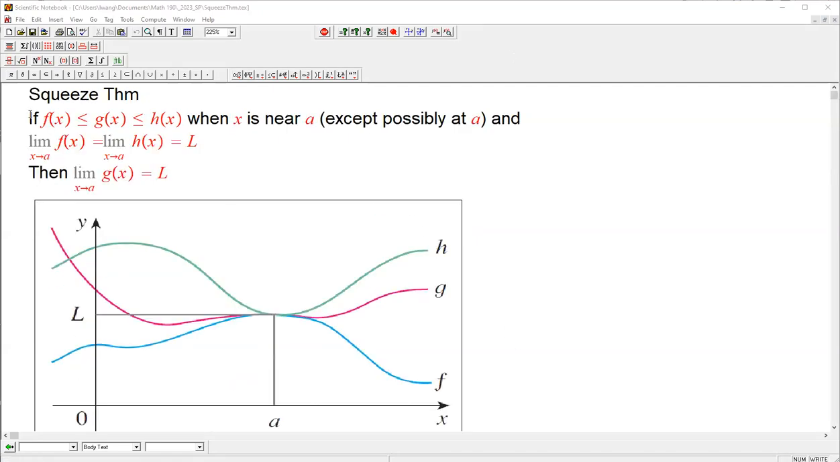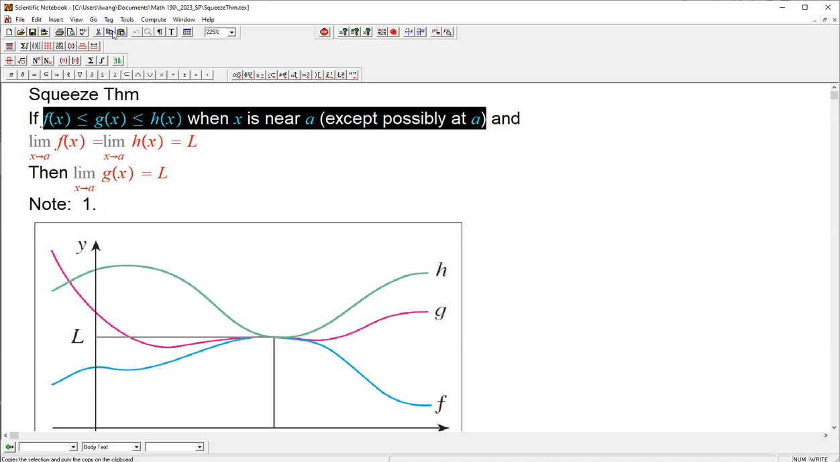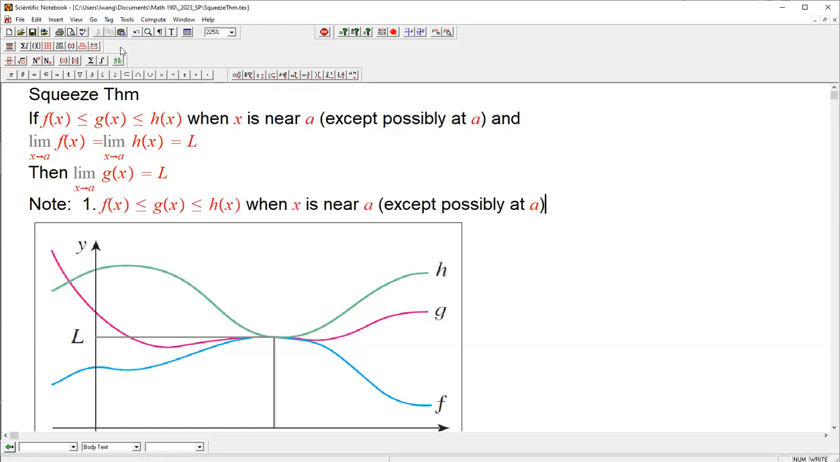Then there's basically two major conditions here. The first one, of course, g is between f and h. The second one actually implies three conditions. So I'm going to put a note here. If you talk about the conditions, the first one, if f, g, h are in this relationship.